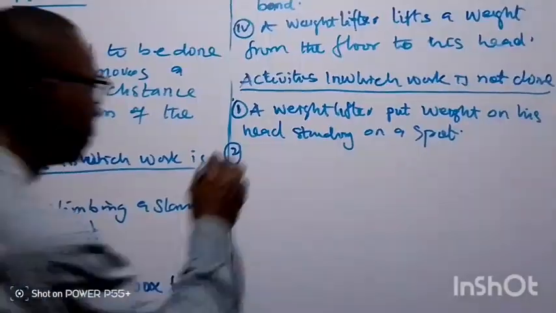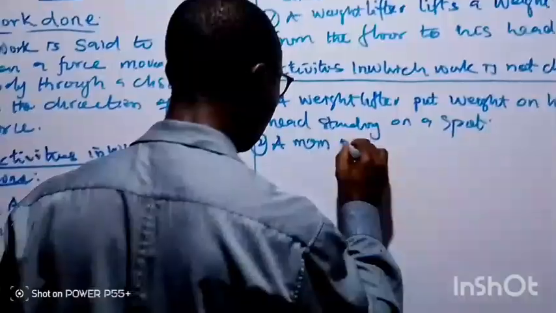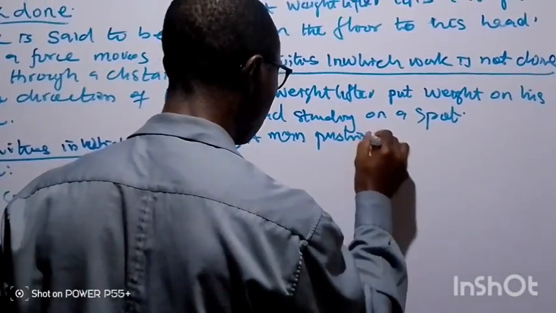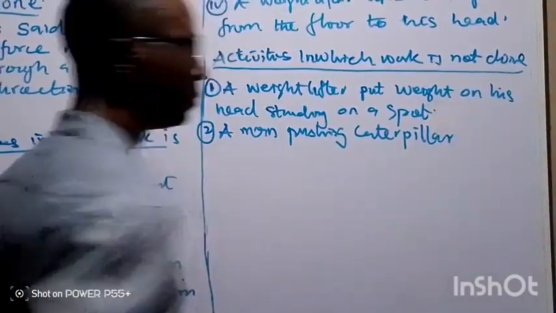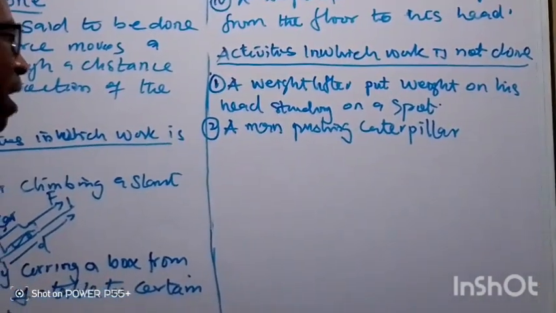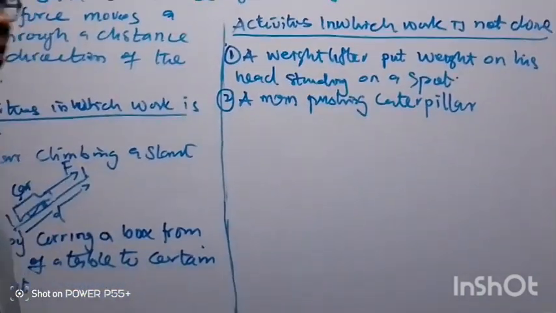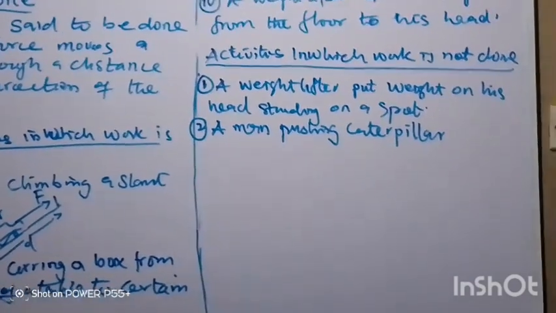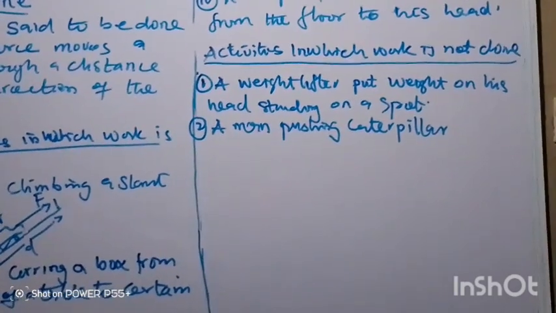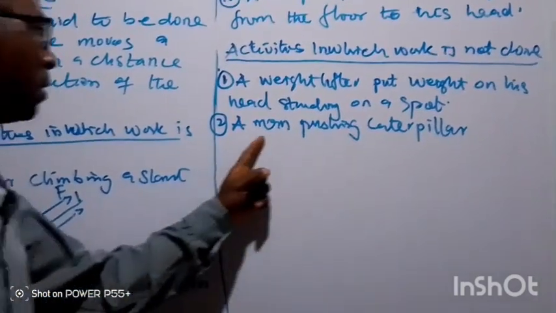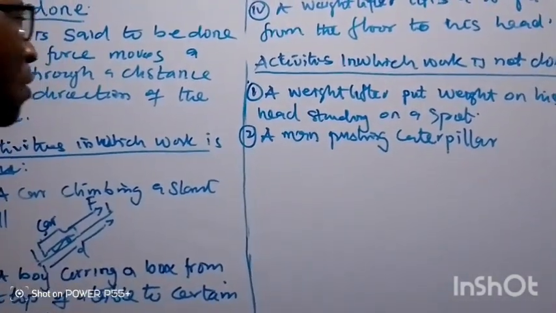A man pushing a caterpillar. A caterpillar is a heavy machine. When somebody decides to push it, the person will not be able to cover any displacement or any distance in a specific direction. Therefore, the work done is equal to 0, since it does not cover any distance.